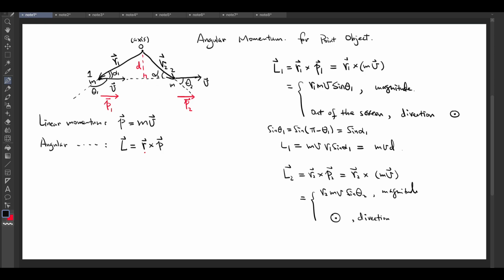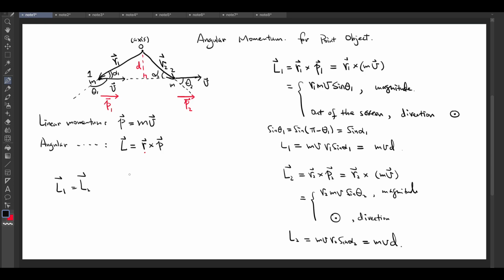Now you get R2 sine theta 2, which is R2 sine alpha 2, and then you get this D here. So L2's magnitude is m v r2 sine alpha 2, which is m v d. Okay, so similarly, we have the same result, and then that gives us these two vectors, L1 equals L2.